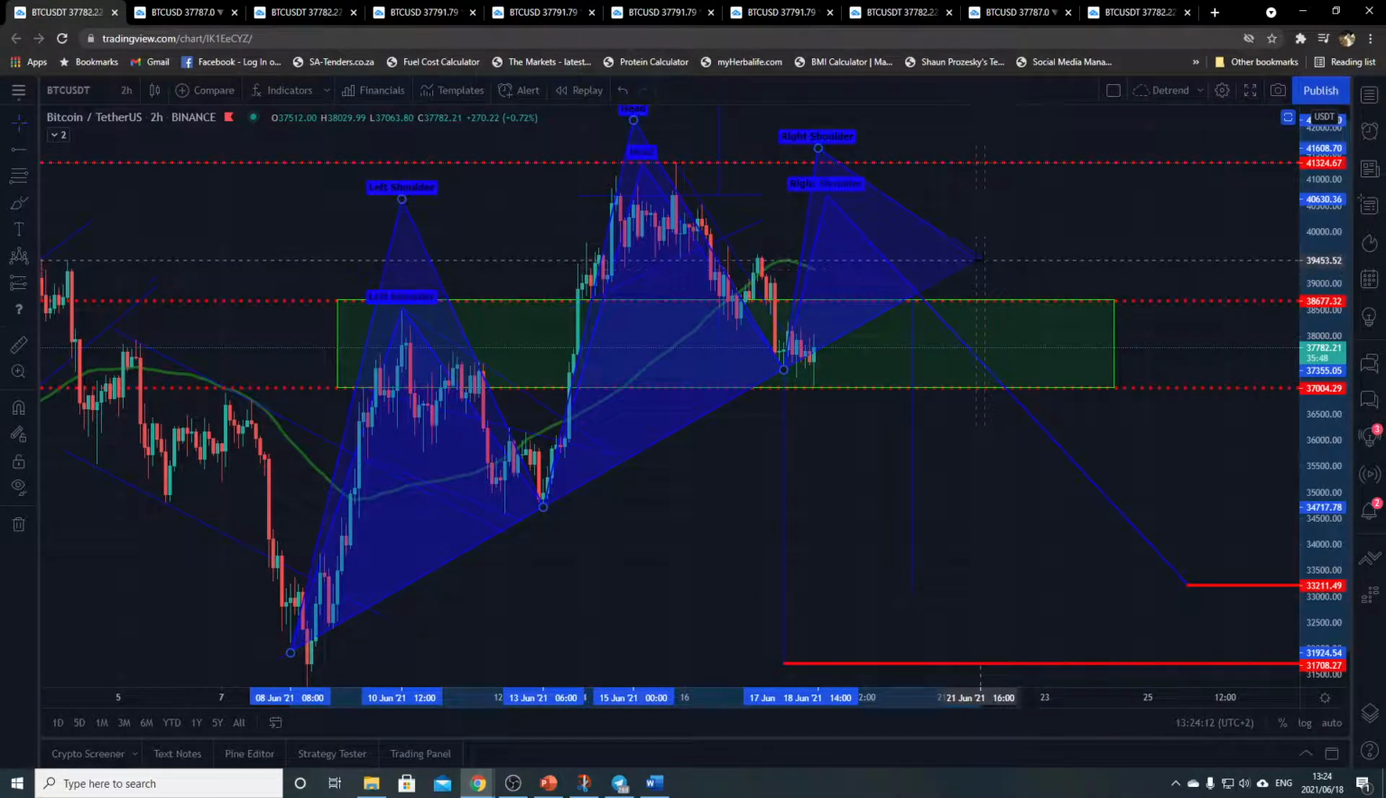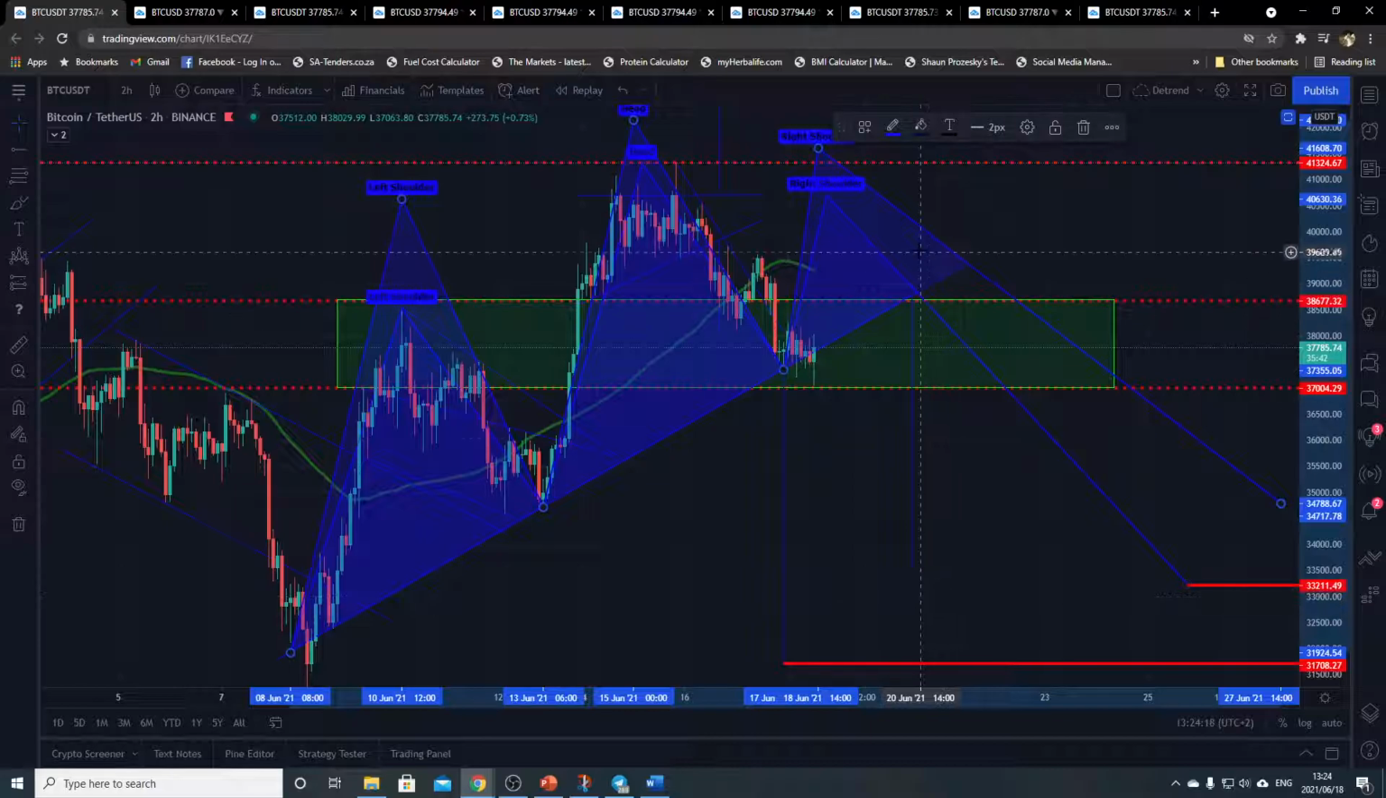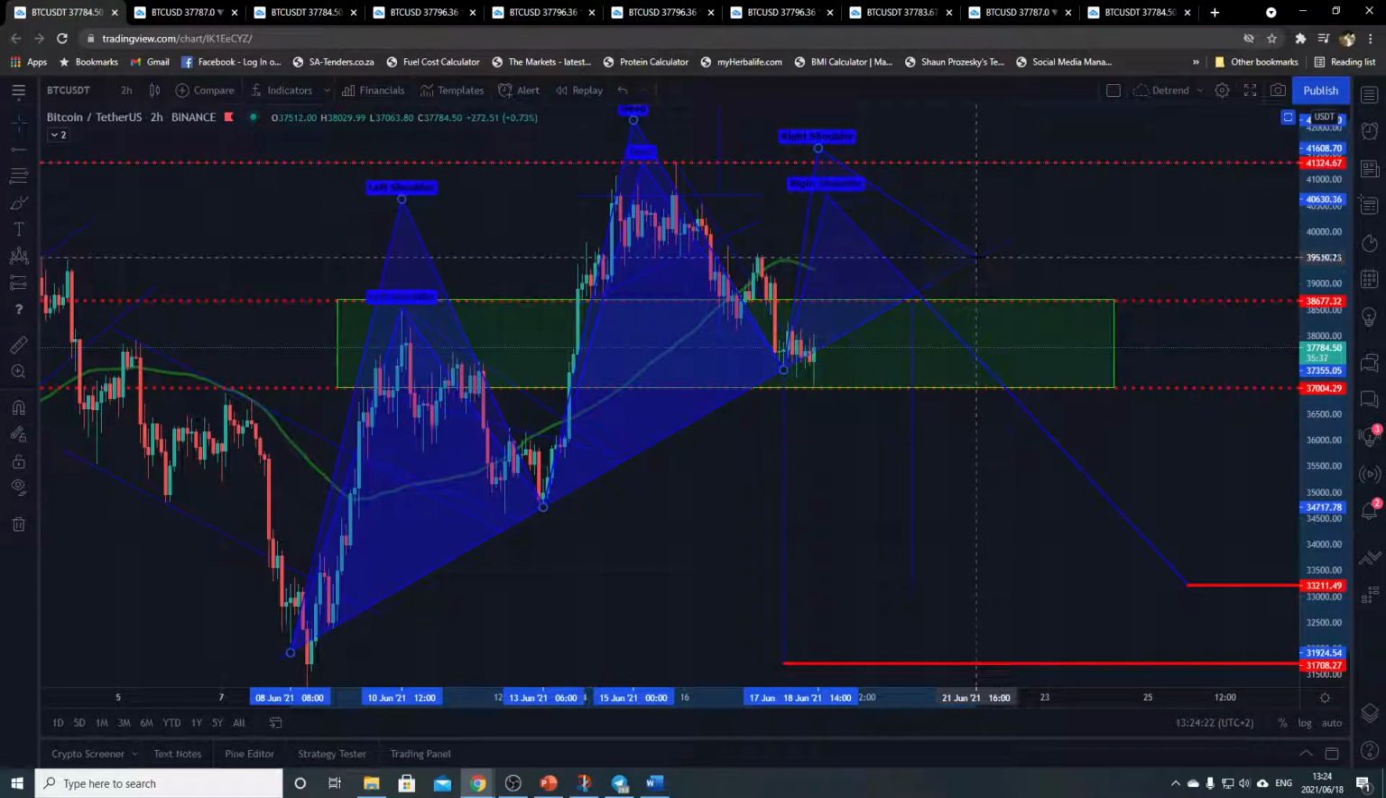How I've done this line over here is that I've just extended this line all the way down to match my bearish target of the head and shoulders. Okay, so I'm just going to leave it there for now.